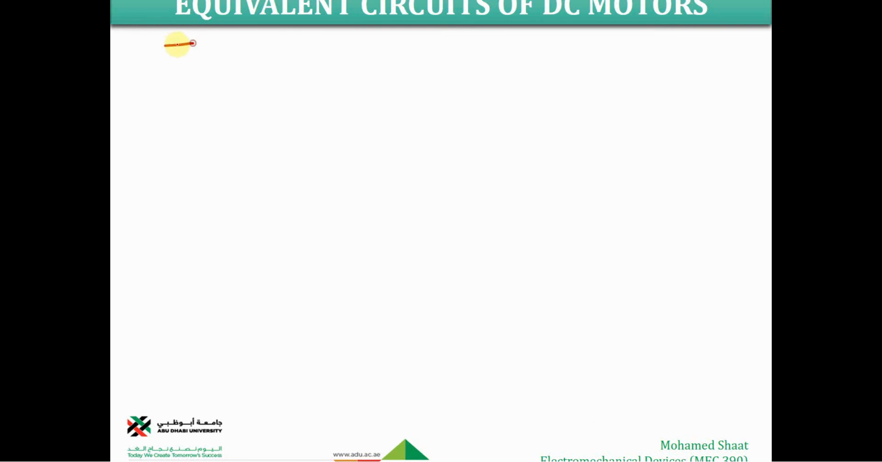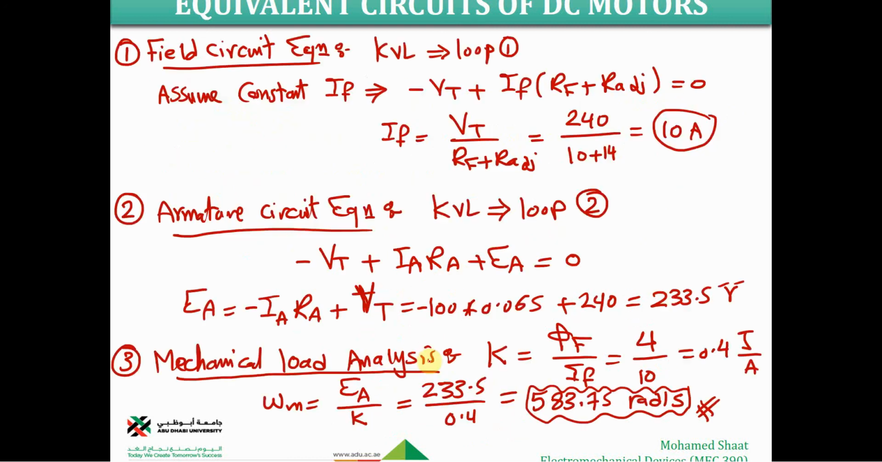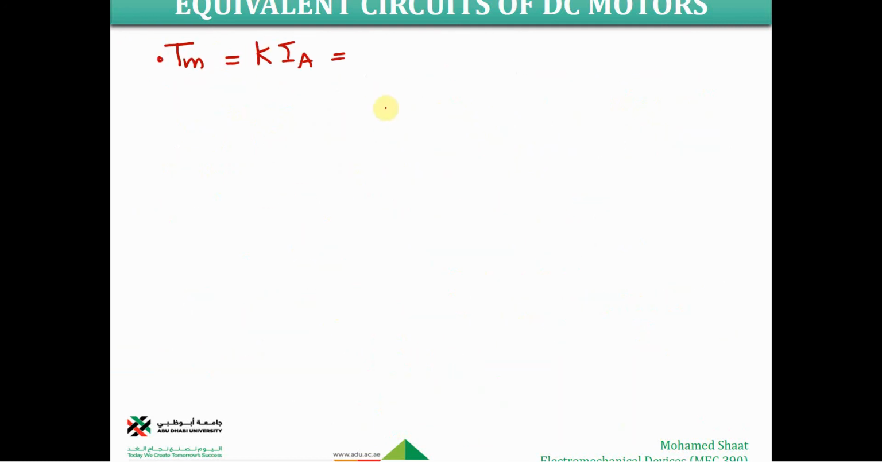How about the torque of the electrical motor, which is also one of the requirements? It should equal K times the armature current. Why the armature current, not the field current? Because the current over the electrical motor is going to be IA, which in fact it should be K times the current over the armature of the electrical motor. And the current over the armature of the electrical motor is IA, based on this configuration. So that's why we are multiplying K times IA.